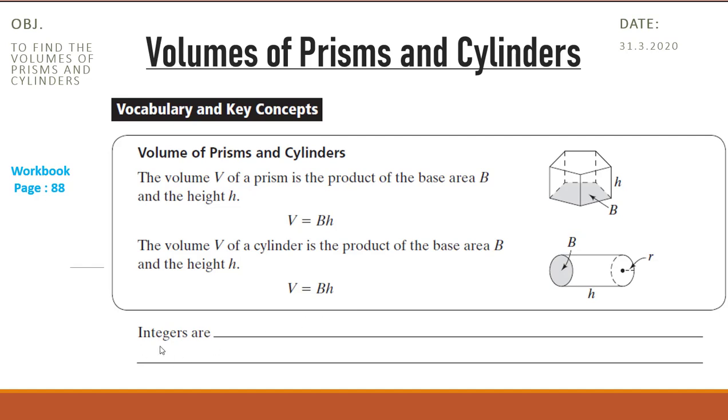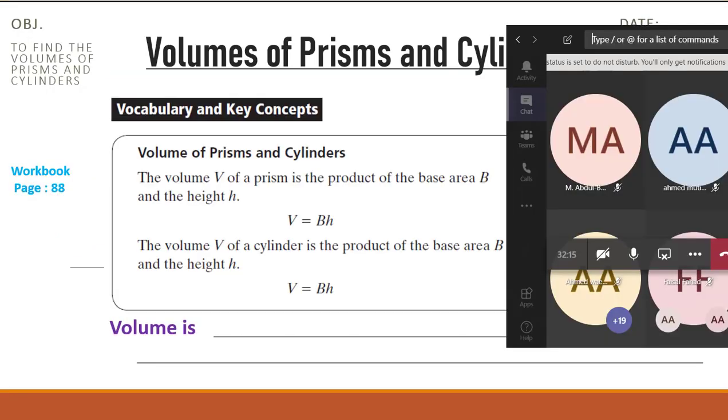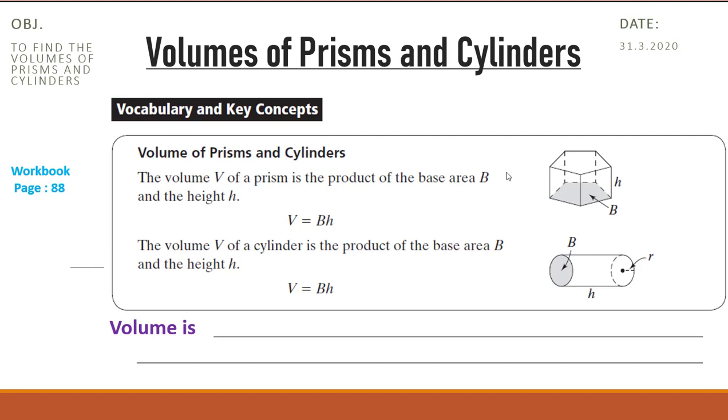You have something wrong here. This is not integers R. This is wrong. Okay, correct it. It's volume. Volume is the number of unit cubes or cubic units needed to fill a solid. So this is the definition of volume. Okay, correct it to be volume.